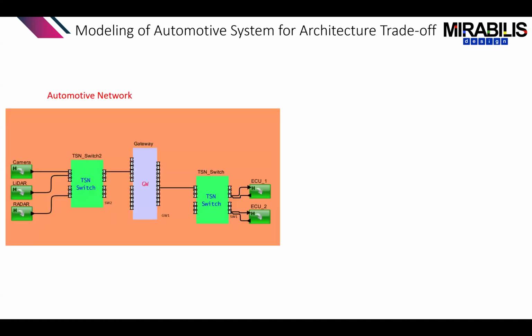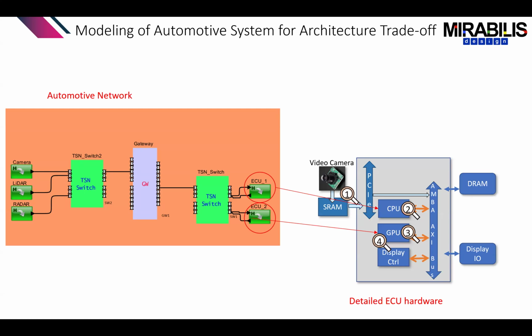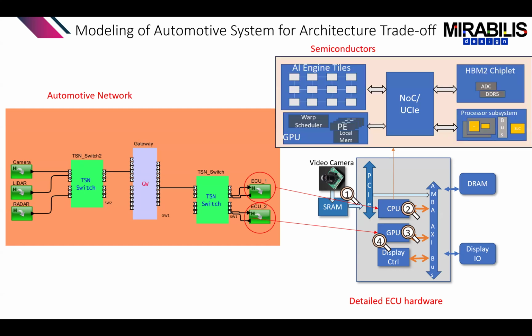If we take the automotive system, the baseline is the network. The network is the car. Now, within this network, you have a number of hardware components like ECUs, and they may have more details within them like CPUs and GPUs and AI engines and other components. Now, within the CPU GPUs, they have more semiconductor details like the processor, a HBM, or a multi-level chiplets, or a network on chip, things like that.